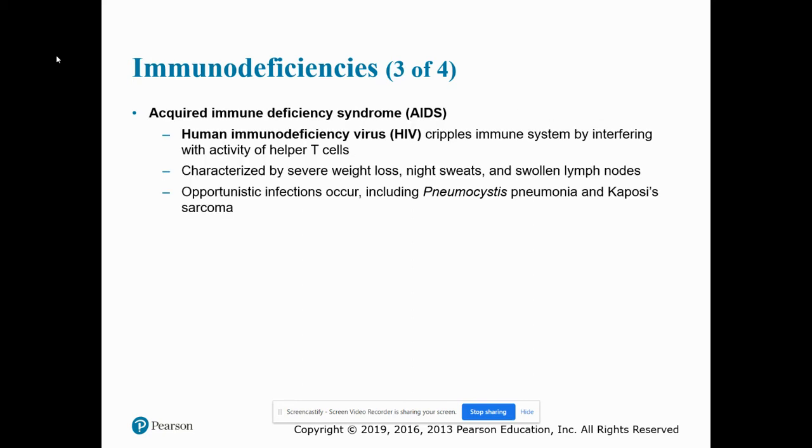And then we have acquired immunodeficiency syndrome, or AIDS, and this is caused by human immunodeficiency virus, or HIV. What it does is it cripples the immune system by interfering with the activity of helper T cells. If you remember back to what helper T cells do, they go off and they activate other cells. This is characterized by severe weight loss, night sweats, and swollen lymph nodes. And then opportunistic infections occur. One example would be Kaposi sarcoma.